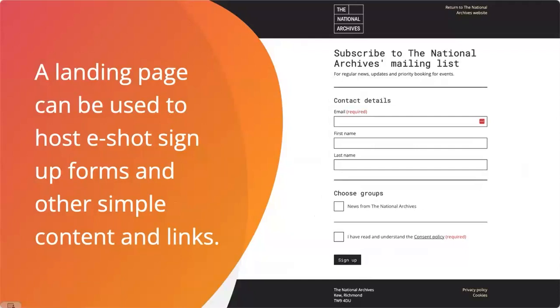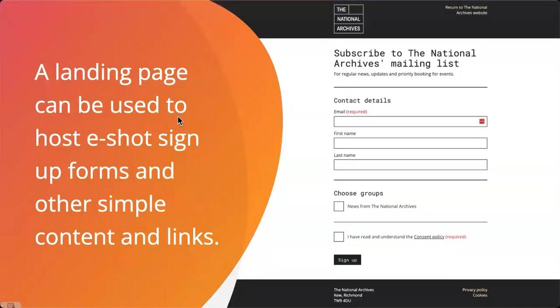So the landing page feature gives us a way of hosting a form, and indeed other forms of content, on the same domain that we use for your emails. So where we have what we call a VESC domain, where we are using a URL which relates back to your organization, we can host pages on those URLs, and those pages can have our sign-up forms embedded in them, but they can include other simple content and links as well.